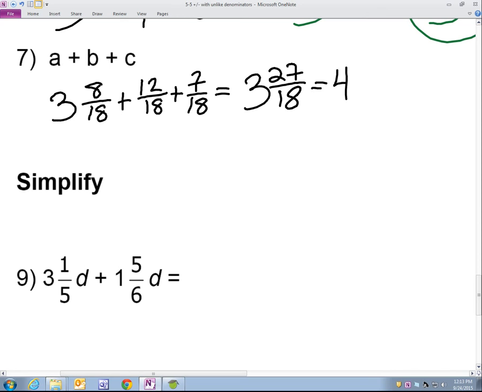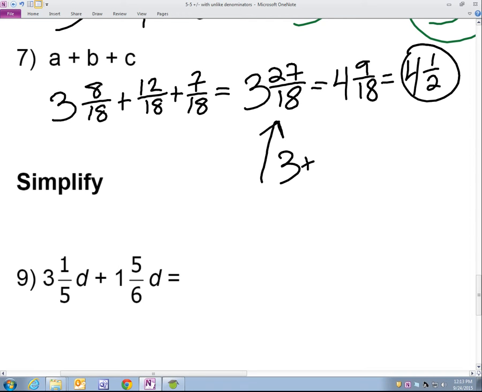This is going to come out to be 4 and 9/18, which comes out to be 4.5. I think I just heard someone say how, because this here is the same as doing 3 plus 1 and 9/18, because 27/18 simplifies to 1 and 9/18. Then 1.5.